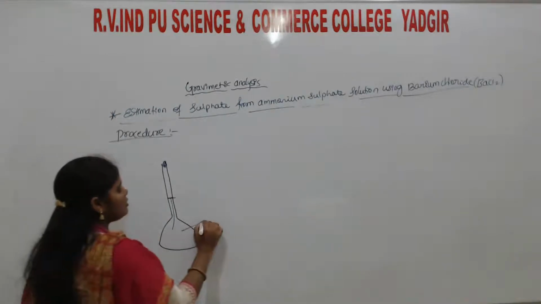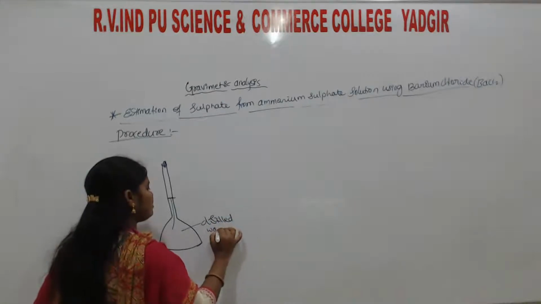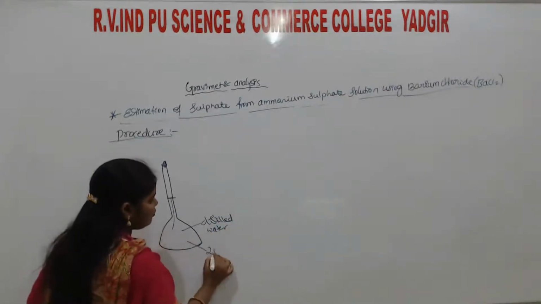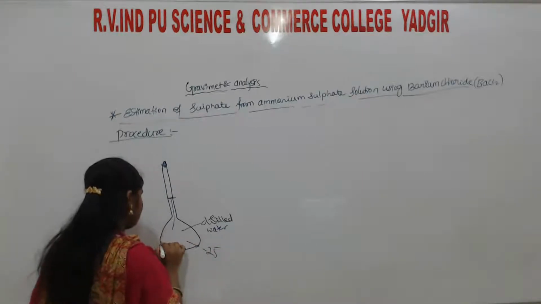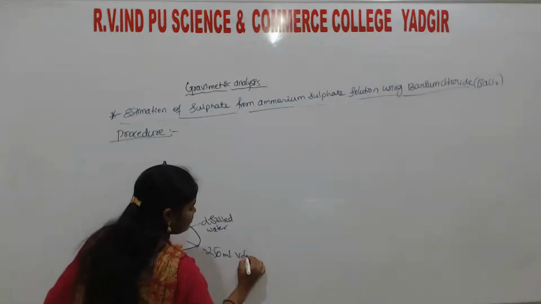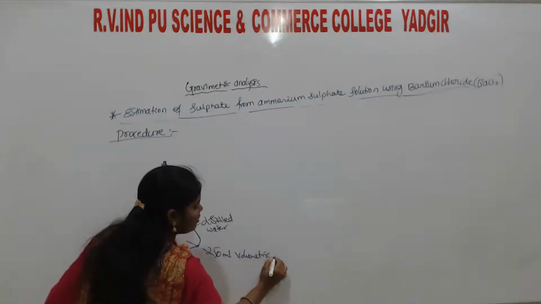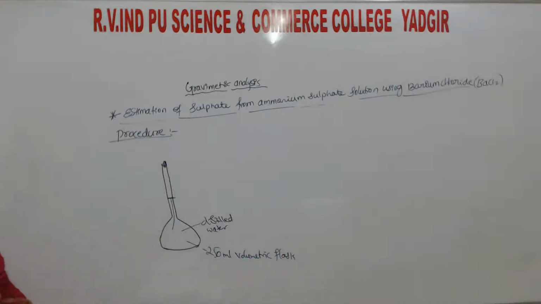Dilute with distilled water. This is a 250 ml volumetric flask.